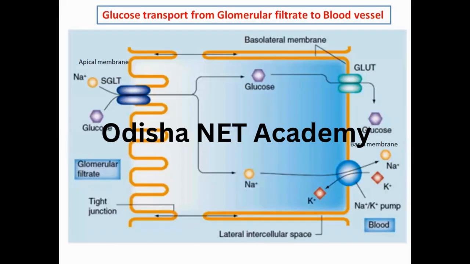Now through SGLT, the entry of glucose takes place across the membrane of the cells present in the proximal convoluted tubules. With the help of SGLT, glucose gets into the cell. Then with the help of GLUT, the glucose moves into the blood vessel again. Clear?